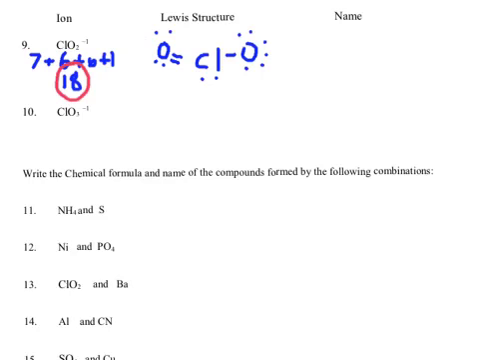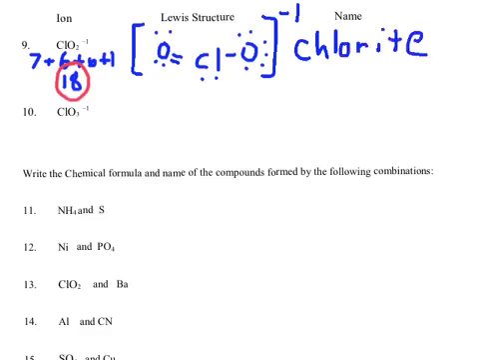There we go. And I'm going to go ahead and put a bracket around this, and I'm going to put a -1. And this one is called the chlorite ion, as opposed to the next one, which is the chlorate ion.